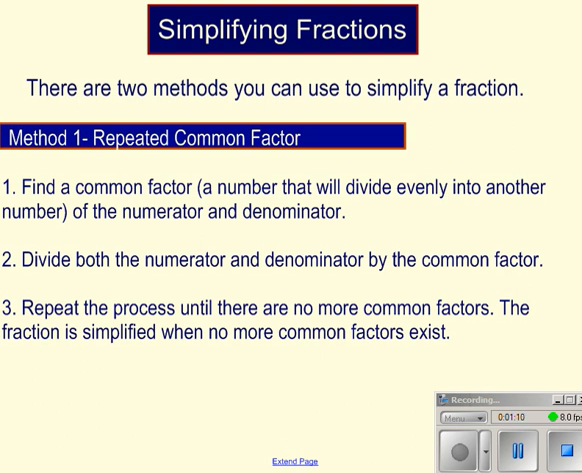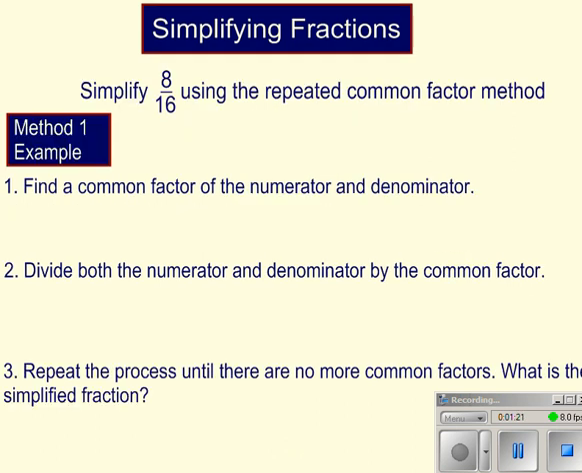So let's look at an example of this, but you're going to want to pause right now and write down those three steps. Leave a space in between each step to do an example. Okay, so let's look at 8/16, and we are going to simplify 8/16 using the repeated common factor method. The first thing you're going to do is find a common factor of the numerator and denominator. 8 and 16 are both even numbers, so a common factor is 2.